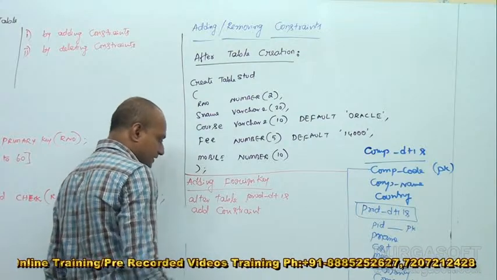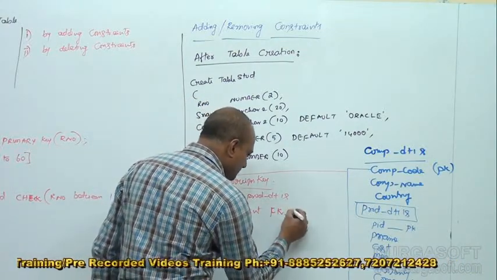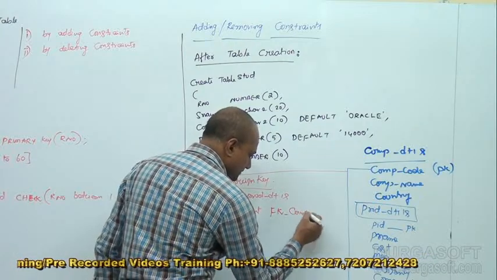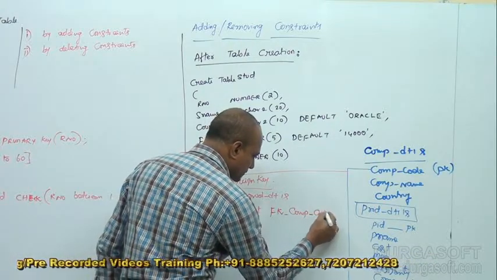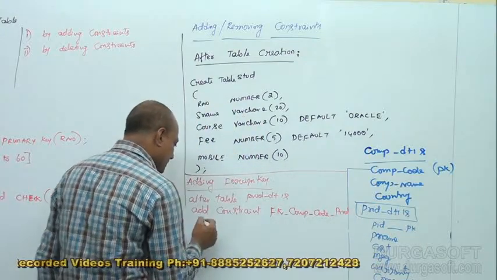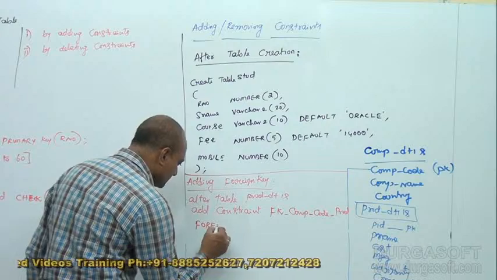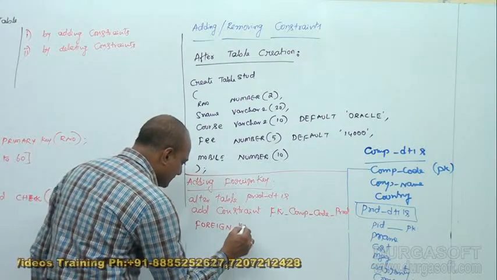And what is the constraint here? Foreign key. Adding on which column? Company code, so COMP, CODE, under the product table. What type of constraint are you adding? Foreign key keyword.